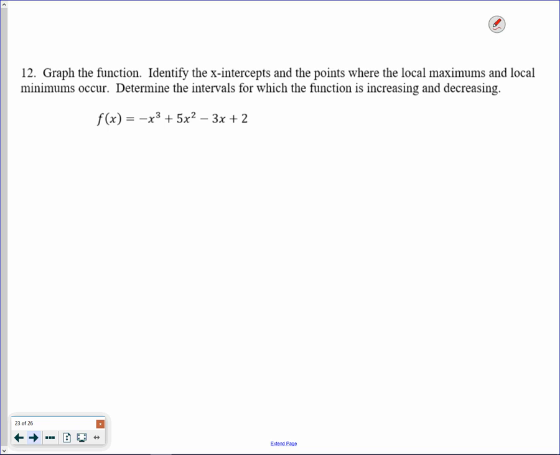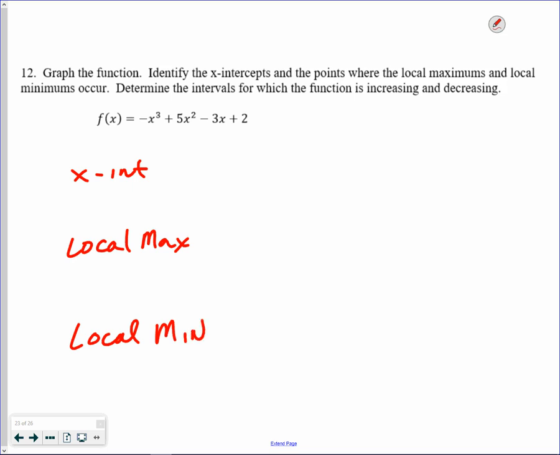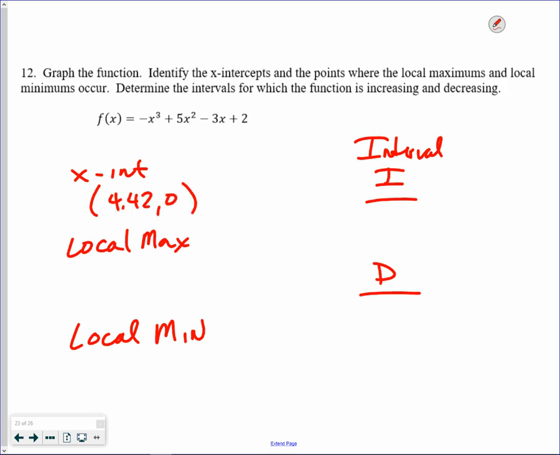Last one. Now, this is basically a calculator question. It is asking you, what are the x-intercepts? What are the locations where the local maximum and local minimum occur? So I need the point. And then I need the interval for increasing, and I need the interval for decreasing. All right, and you will have to graph this. So you basically type that in the graphing calculator, find the x-intercepts using the calculator function. There's only one x-intercept in this particular question. There's a local maximum. There's a local minimum.